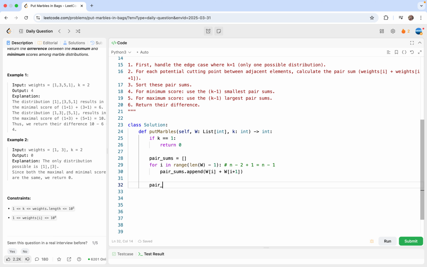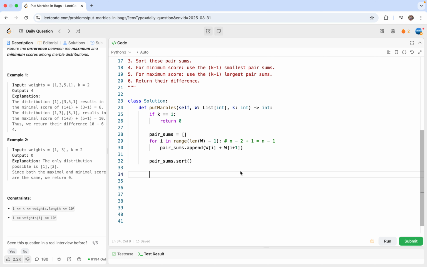We do an in place sort, right? And then the score corresponding to the minimal score will be the sum of pair sums, the first k minus 1, right? And then the max score will correspond to the sum of the last pair sums.